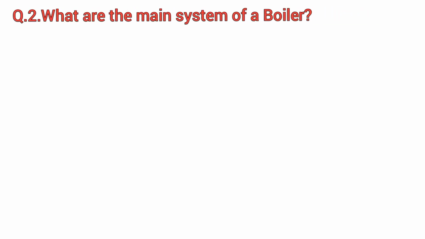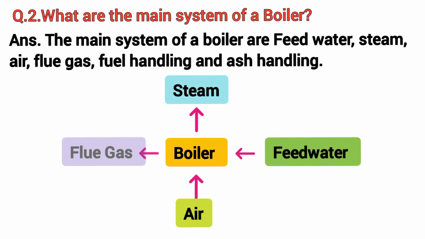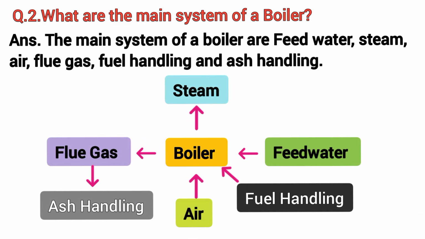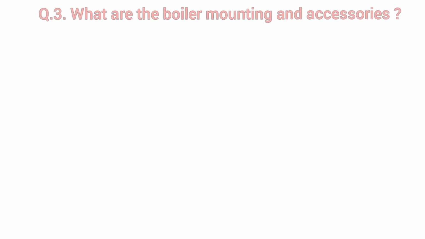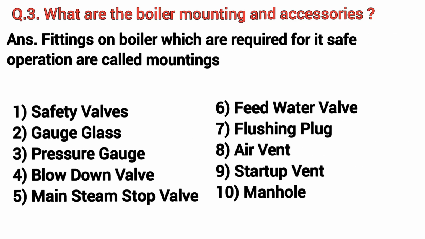What are the main systems of a boiler? The main systems of a boiler are feed water, steam, air, flue gas, fuel handling and ash handling. What are the boiler mountings and accessories? Fittings on boiler, which are required for its safe operation, are called mountings.